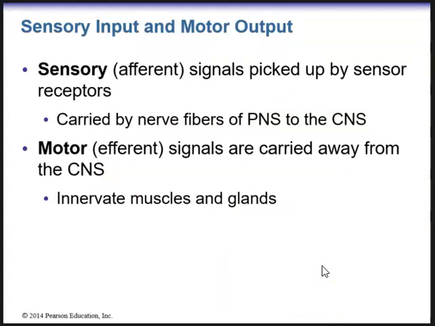So we have sensory input and motor output. So sensory or afferent signals are picked up by sensory receptors, and these are carried by nerve fibers of the peripheral nervous system to the CNS. Our motor or efferent signals are carried away from the CNS, and our motor efferent signals innervate muscles and glands. So muscles and glands are basically the effectors, or what are going to produce the response coming from the CNS.